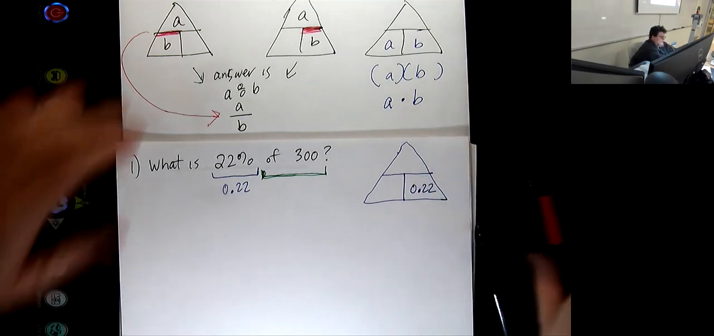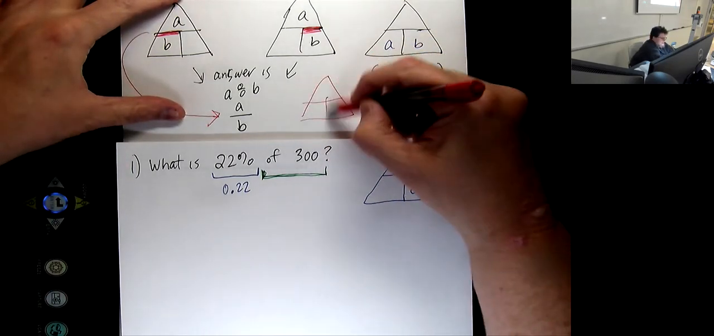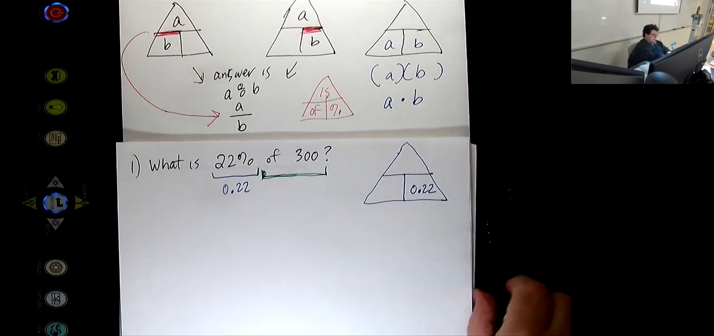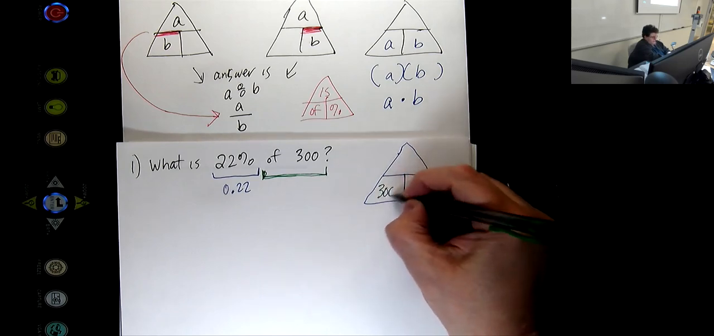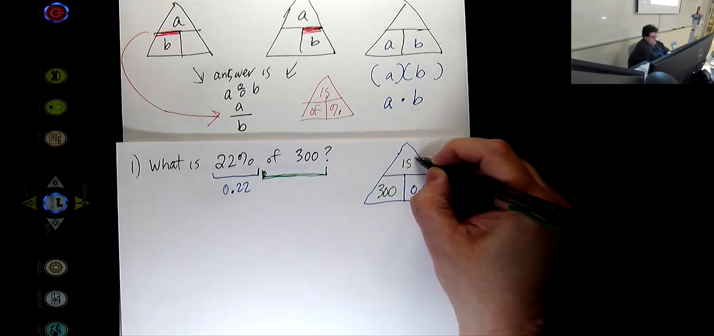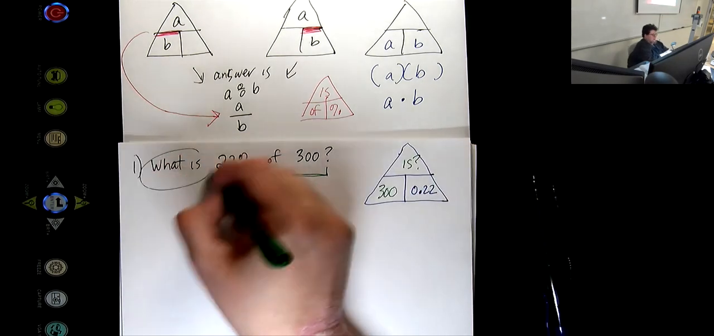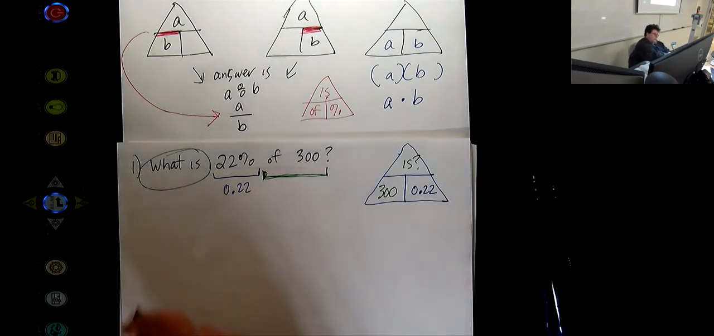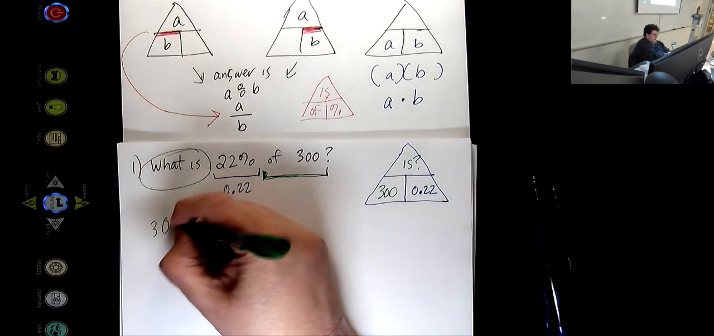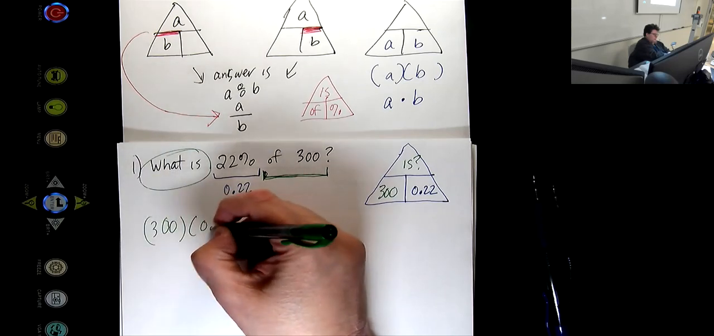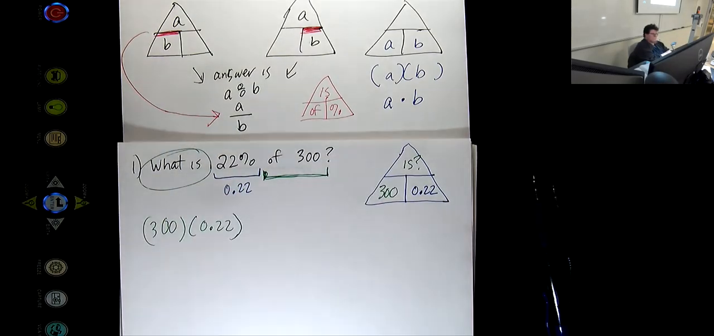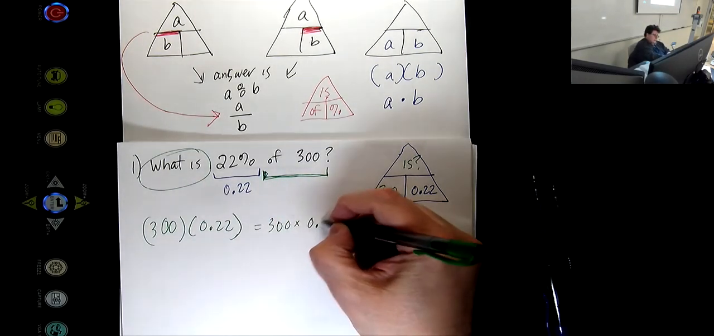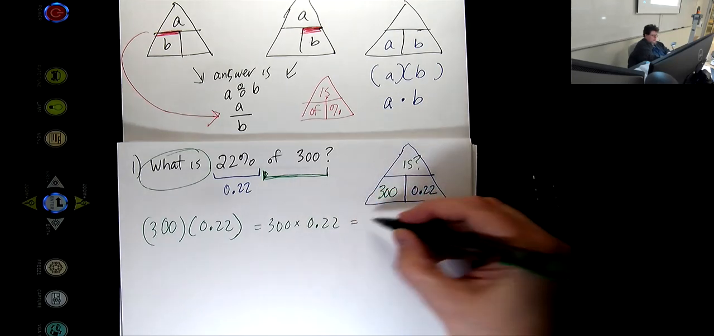Maybe I should rewrite that triangle here so you can see it. Is over of percent. It will go in the of box. So the is up here is the thing I don't know. What is? So to find it, I can do 300 times 0.22. And if you throw that in a calculator, you should get 66.